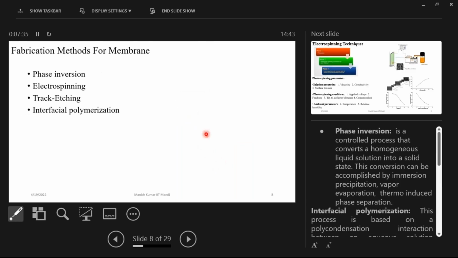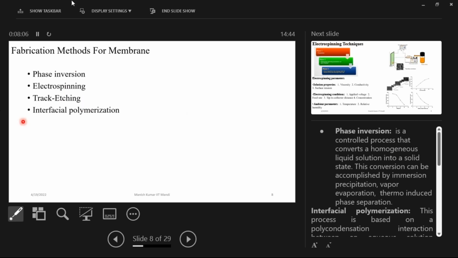Next is how to fabricate these membranes. Basically there are four techniques: phase inversion, electrospinning, track etching, and interfacial polymerization. In phase inversion, track etching, and interfacial polymerization, we can make porous membranes, but before that we have to make a film and then create the porosity in it. So these have some limitations again, such as energy requirement and cost effectiveness.